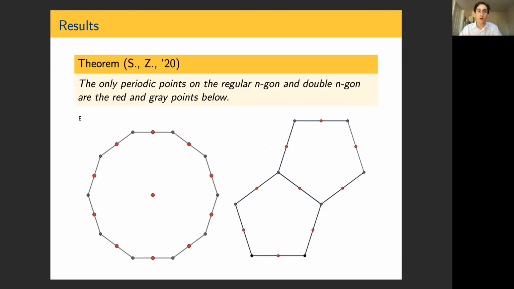During our project, we were able to show that the only periodic points on the regular n-gon and double n-gon translation surfaces are the red and gray points below. For the regular n-gon, it's the center of the polygon, the midpoints of the sides, and these gray singularities. For the double n-gon, we have the midpoints of the sides and the gray singularities. As a result, we get some corollaries about finite blocking.